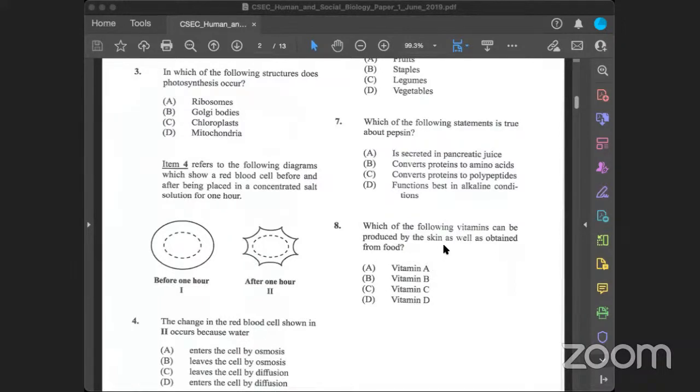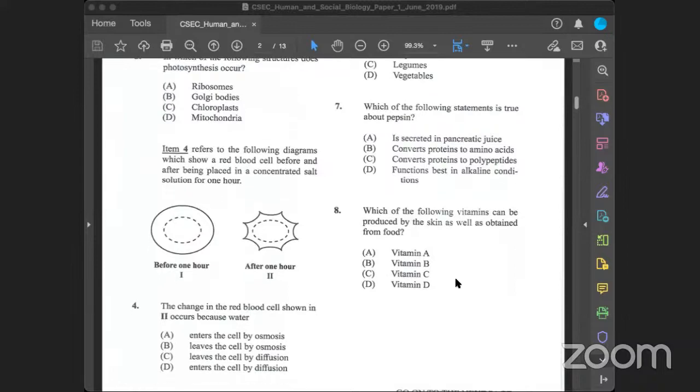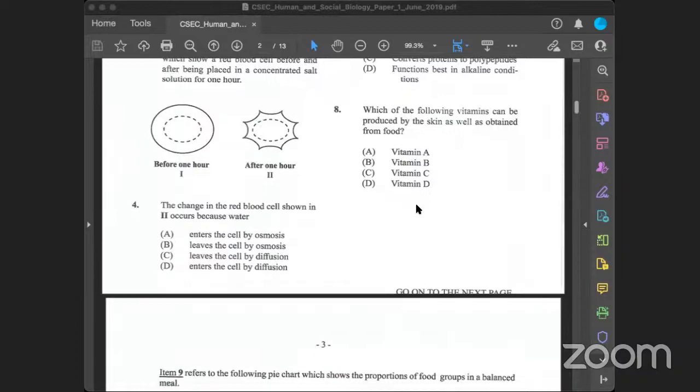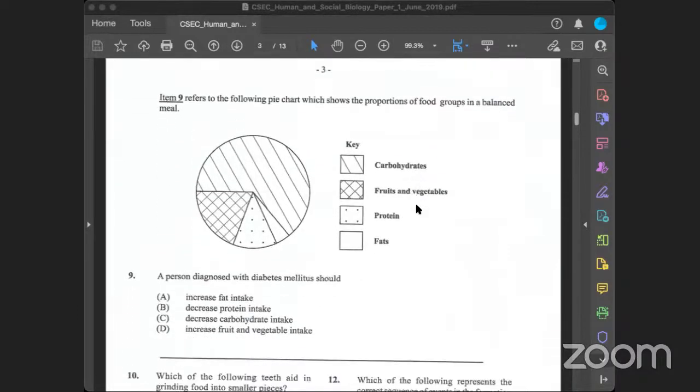Sure, simple one. From the skin. What vitamin comes from the skin? Vitamin D. All right. So vitamin D is from the skin. It's synthesized by the skin. All right. So your answer there is D.